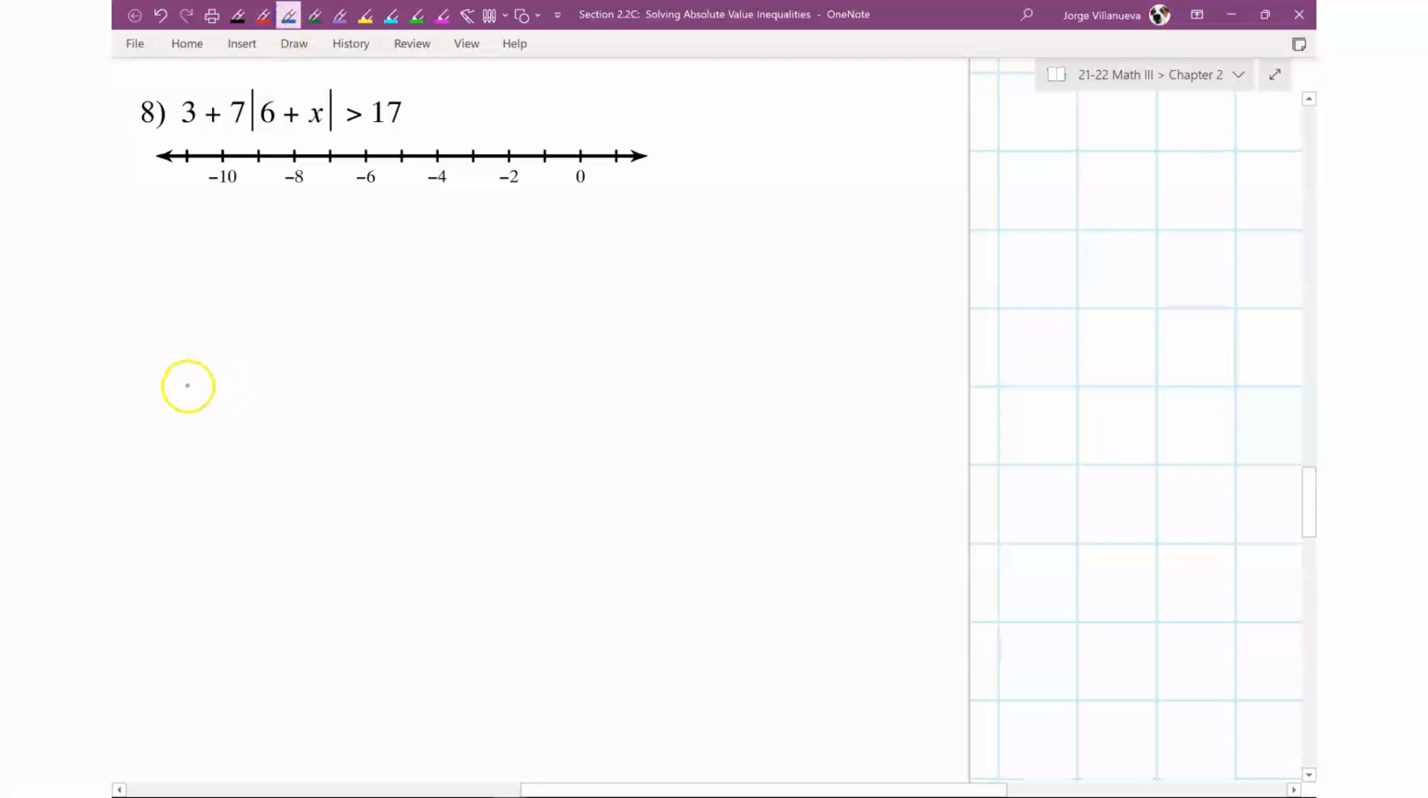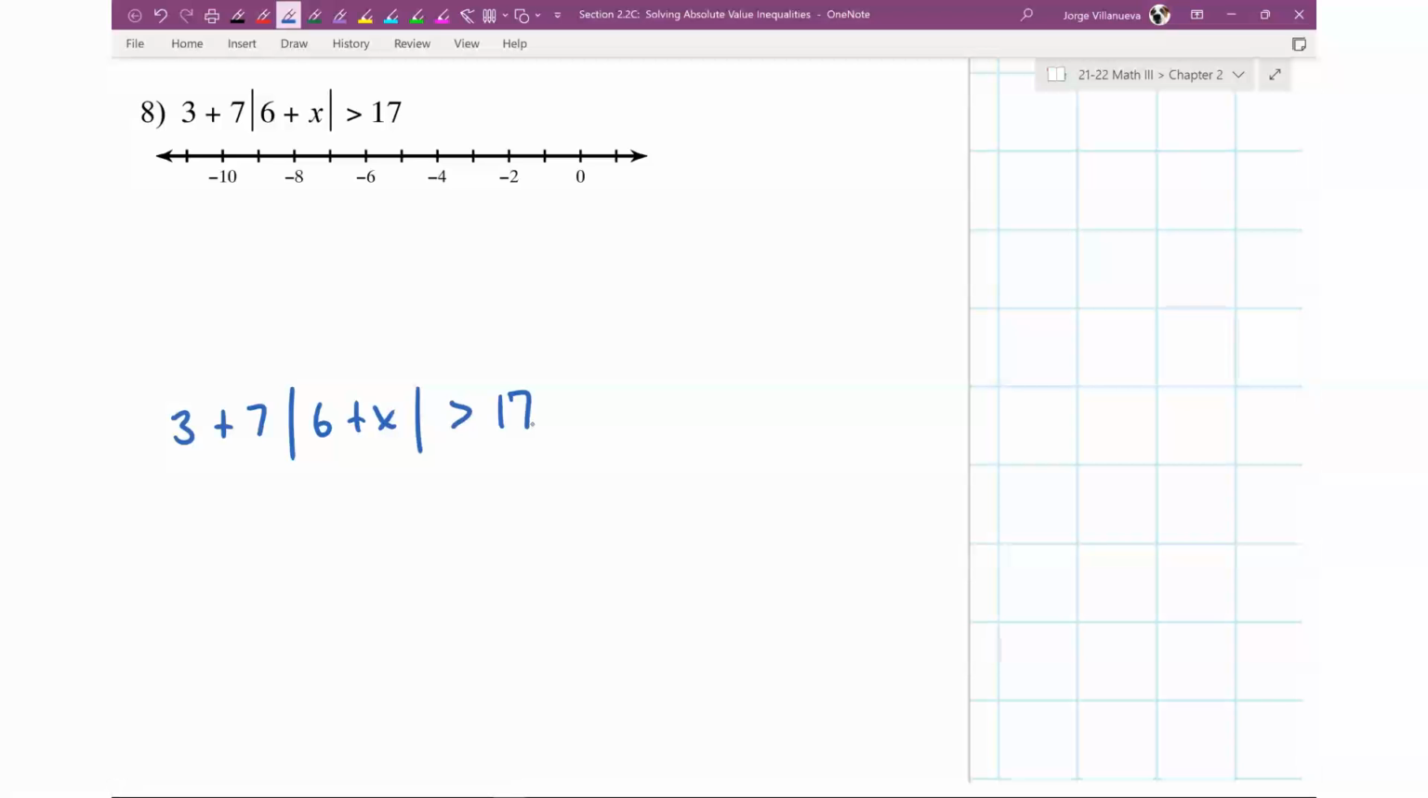So here we go. Rewriting the problem here, we got 3 plus 7, absolute value of 6 plus x, is greater than 17. What do I move first? All right, we have a 3 and a 7 on the outside of the absolute value. Which one should I go with first?